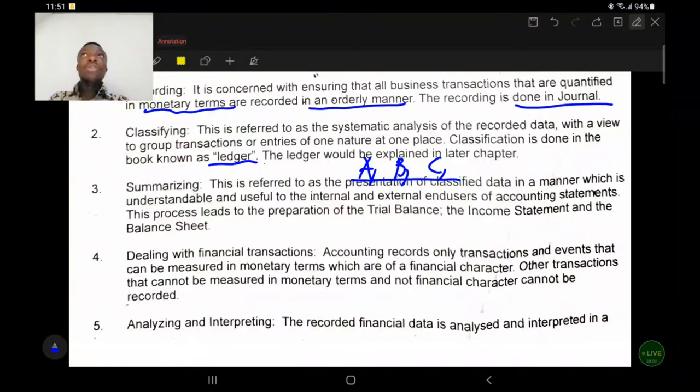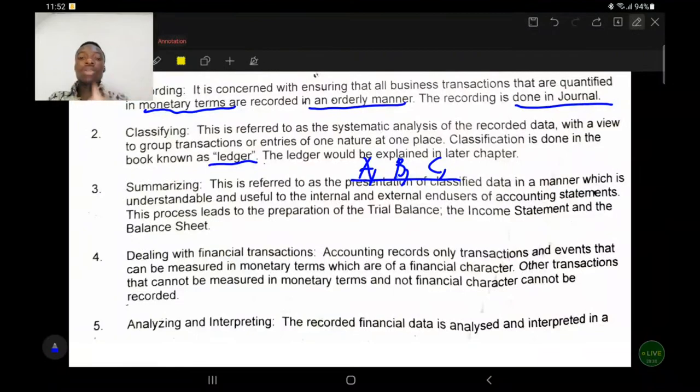The ledger is also one of the books that we use in accounting to record summarized information from the journal. So the ledger gives summary information of the information in the journal book. Please, let's take note. The ledger gives summarized information from the information that we have recorded in the journal.